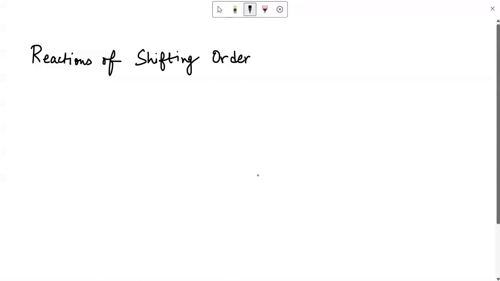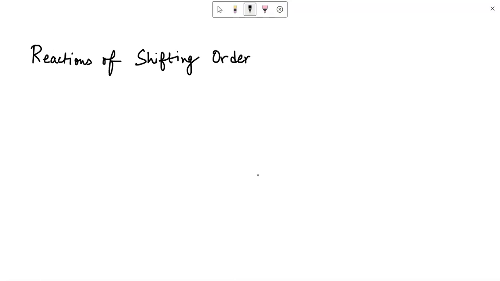Hi, in this video we are going to talk about reactions of shifting order. While we are searching for a kinetic equation for the experimental data that we have, it is often seen that some part of the data fits very well for one reaction order, but another part of the data fits well for a different reaction order.